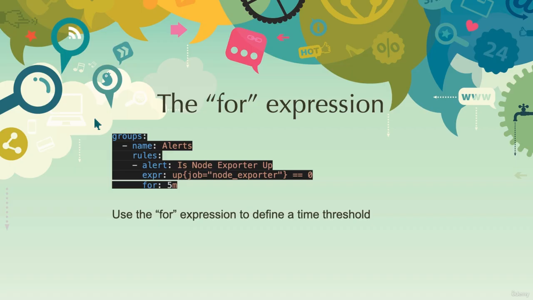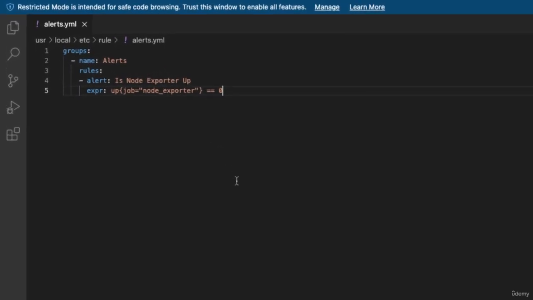So let's go to our alert and then modify it. So this is the alert that we created, and this expression that we have in here, if it returns true for 1 minute, Prometheus raises an alert or changes the status of an existing alert. If we want to change that from 1 minute to, for example, 5 minutes, all we need to do is to go exactly under expression, expr, and type for and then a colon.